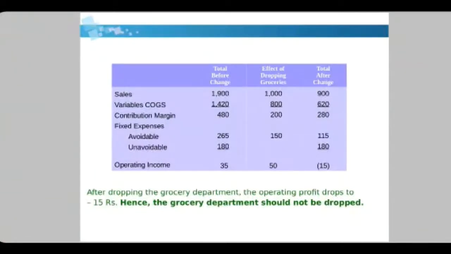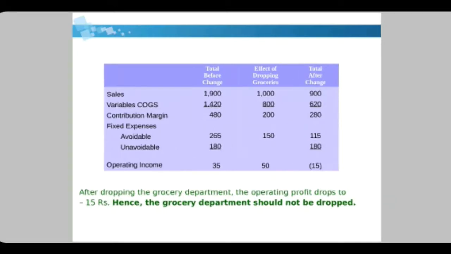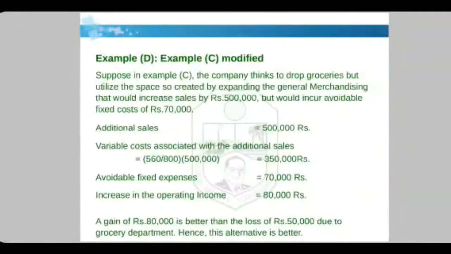Because now, if we drop the grocery department, see the second column, we are losing the 50,000 rupees, right? Because the effect of dropping the groceries department on operating income is a loss of rupees 50,000. Look at the row of operating income, second column. And if we expand the merchandise department, we are getting operating income of rupees 80,000. So it is better to get 80,000 than to lose 50,000 due to the grocery department.